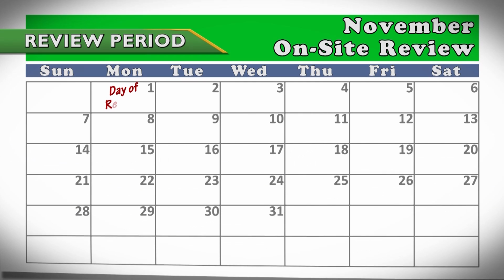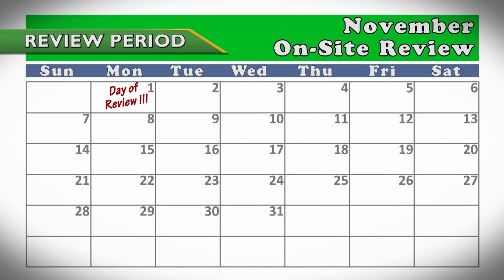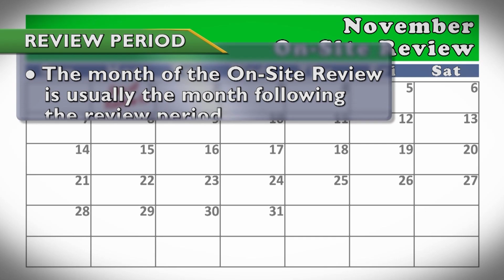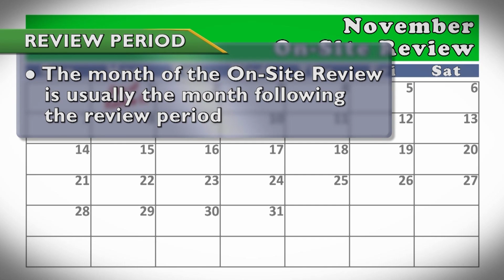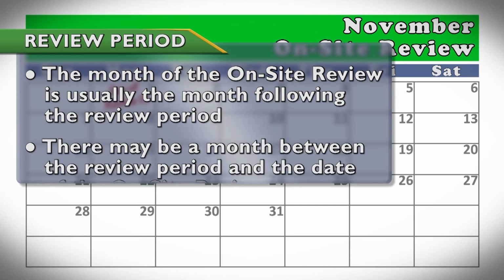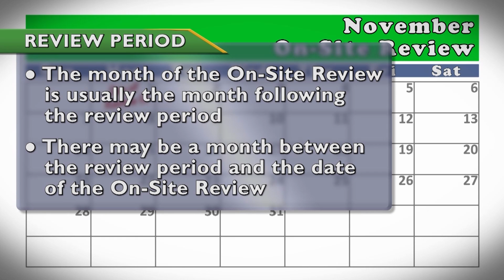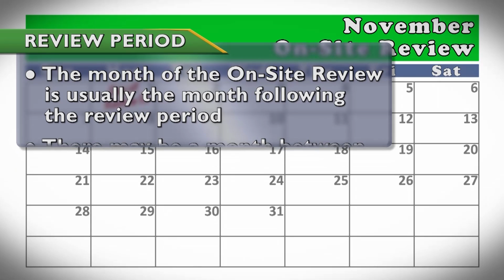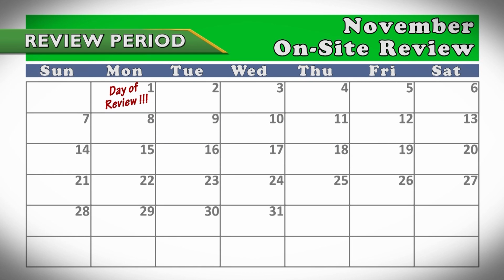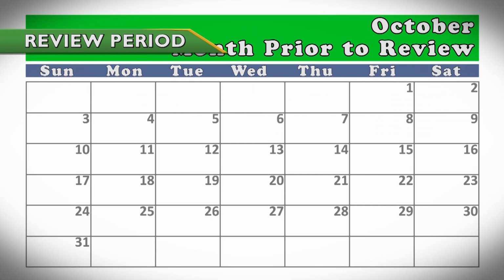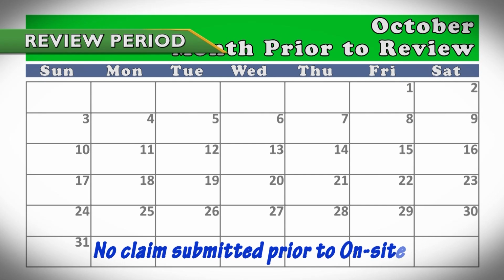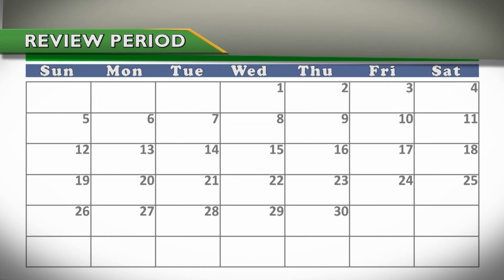The month of the on-site review includes the day of the review. This is usually the month following the review period. Occasionally, there may be a month in between the review period and the day of the on-site review due to the date a claim is submitted. For example, the review could be conducted November 1, but since the claim for the month prior, October, is not likely to be submitted before the reviewer is on site, then the review period could be September.